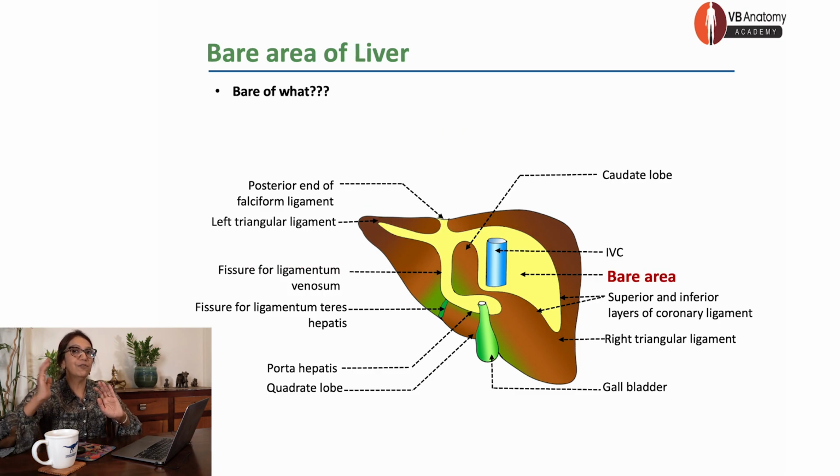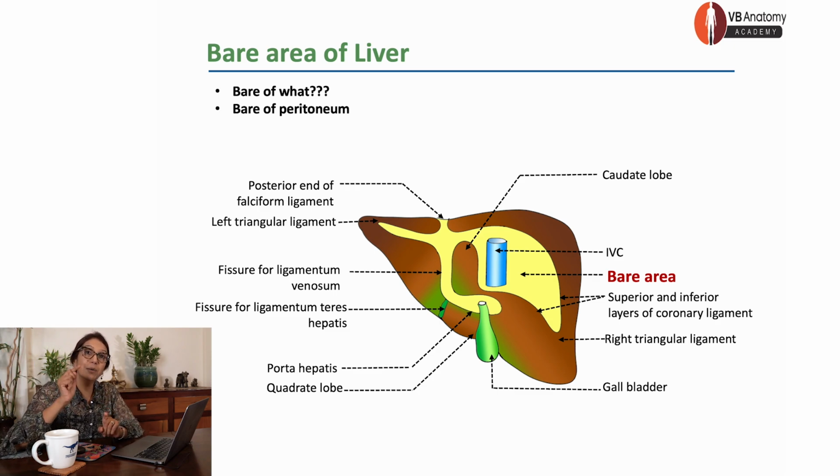Let's first begin from right, the bare area of liver. This is very important, asked very often in Vivas. What is the bare area? Question is bare? Bare of what? Bare of peritoneum. An area of the liver which is not covered by peritoneum is called as bare area. Because this particular area is very large, it's got a the attached to it. The bare area of liver. There are other bare areas as well, but first let's discuss the bare area.